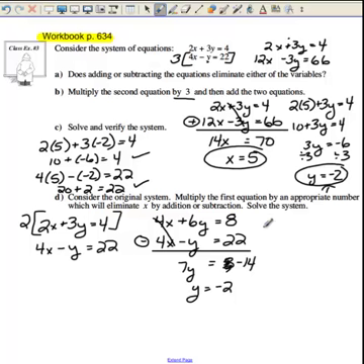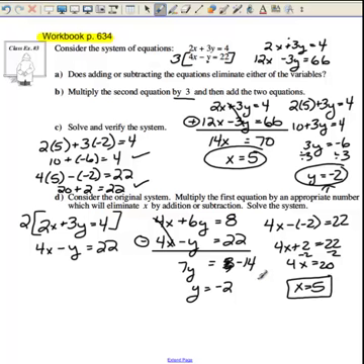Then you could take that number back to either of the original equations and solve for x. So subtract 2 from both sides. So I've got x equals 5. So my two answers would have come out the exact same way whether I changed the first equation or the second equation.